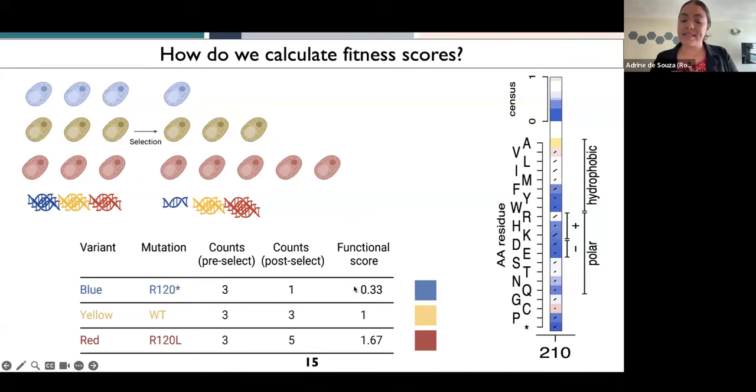And we translate this into a color scheme where functionally impactful variants are blue, yellow is wild type, we can even detect variants that work better than wild type in red, and white variants are neutral-like variants. So then we plot this based on all the possible missense mutations at each one of the residues, and we do this for the entire protein.